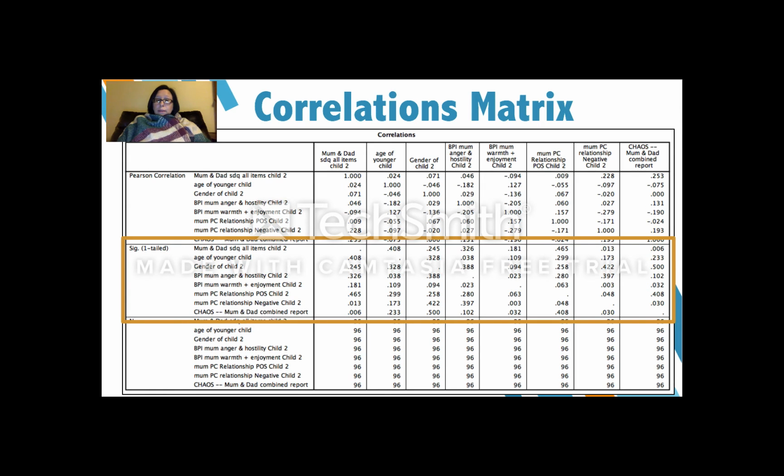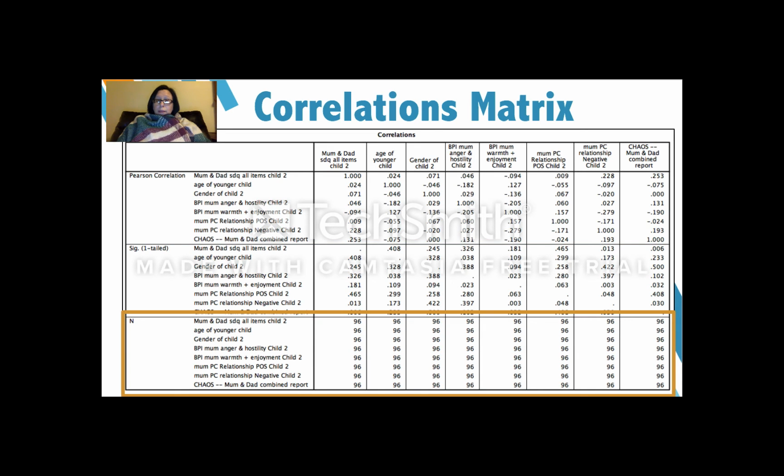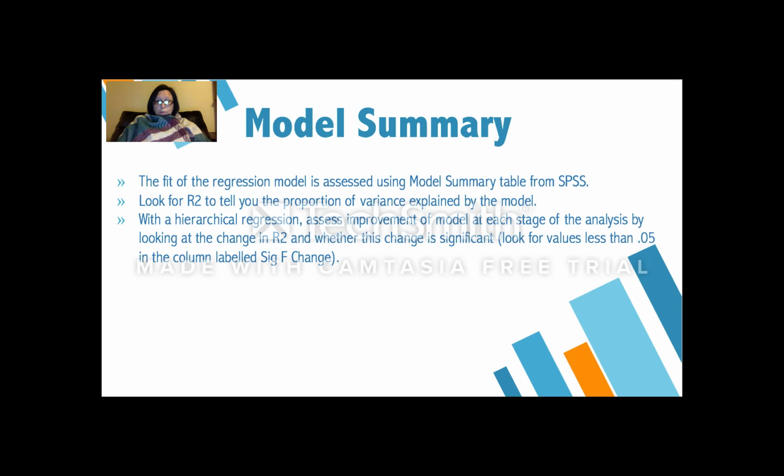Second, the one-tailed significance of each correlation is displayed. And then finally, the number of cases contributing to each correlation is shown. The next section of your output will describe the overall model. So it tells us whether the model is successful in predicting whether household chaos predicts younger siblings' problem behavior over and above maternal parenting.